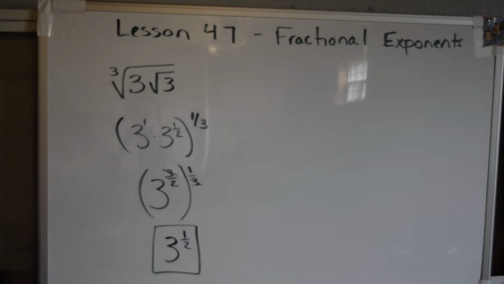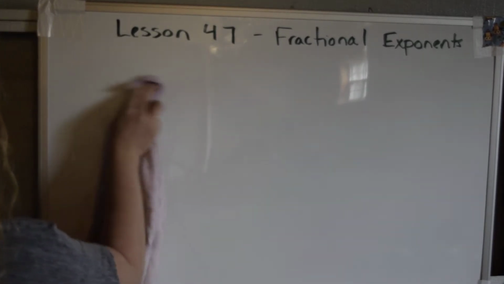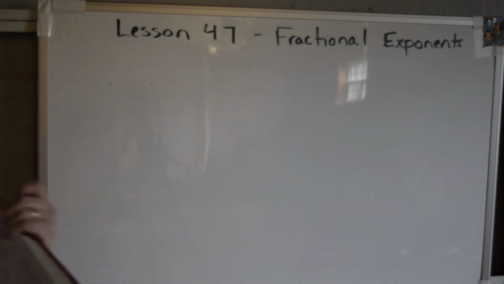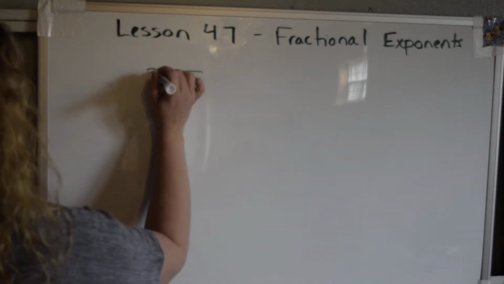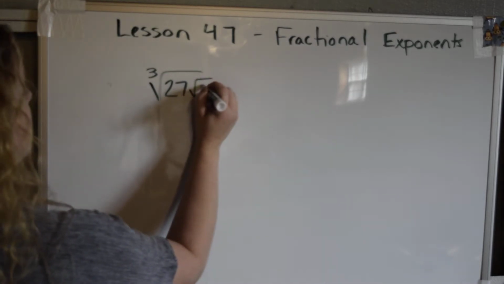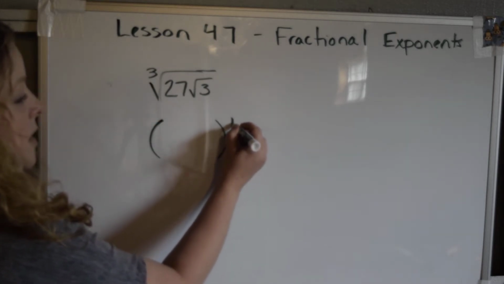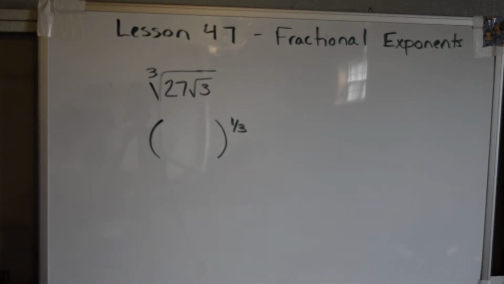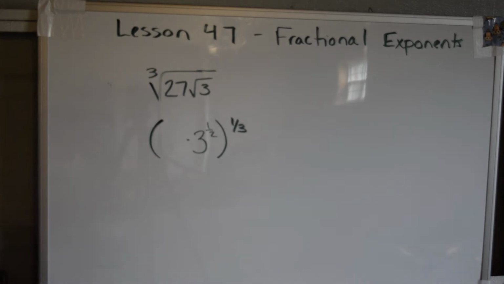All right, so today we're going to build on that concept. And this time we're going to look at numbers that have bases that are different. So we're going to look at the cube root of 27 square root 3. So the cube root doesn't change. Cube root still becomes a fractional exponent of 1/3. Square root doesn't change. It becomes a fractional exponent of 1/2.